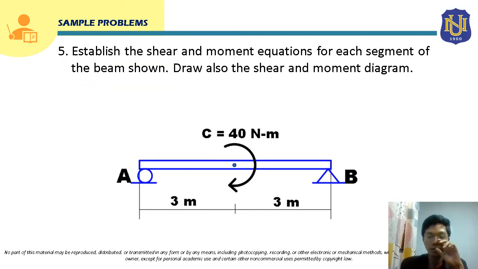Now, for sample problem number 5, establish the shear and moment equations for each segment of the beam shown. Draw also the shear and moment diagram. So, class, for this beam, this is simply supported. And the applied load here is a couple. So, we have an applied couple here at the midspan. And the magnitude of the couple is 40 Newton meter.